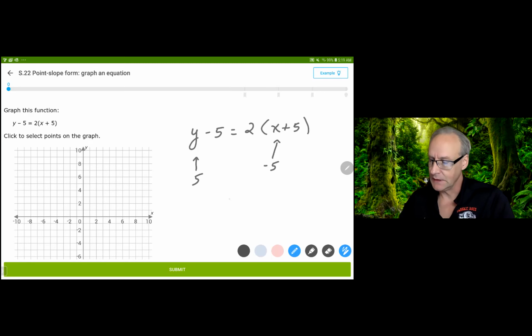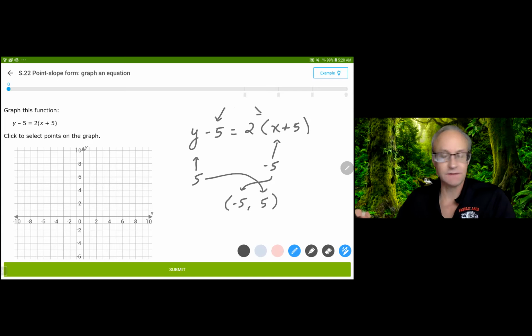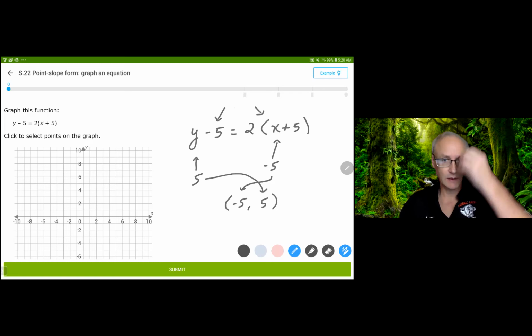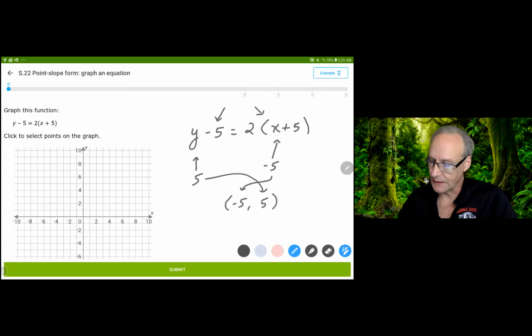So what I've done is I have chosen an x value, this is the x value, and a y value that will make this equation true. It will make this side 0, and it will make this side 0, and 0 is equal to 0. So I'm going to graph the point -5, 5, which is located right there. That is absolutely one of the points on my graph.